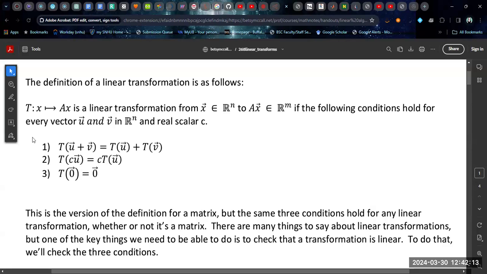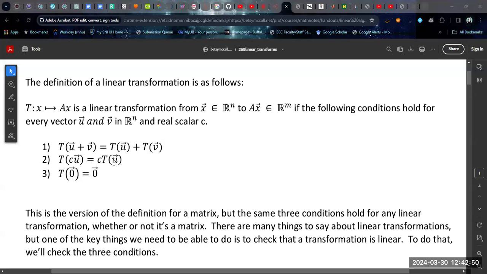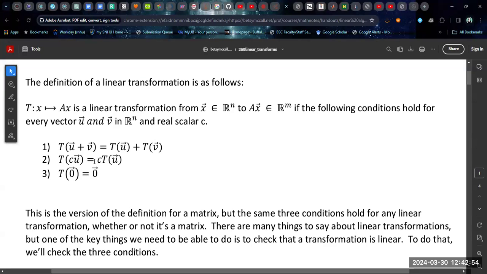If the following conditions hold for every vector u and v in Rn and a real scalar c. So these are the requirements. If I apply the transformation to the sum of u and v, then again, this is basically function notation, if I apply the transformation to u and the transformation to v separately, I have to get the same answer if I add them up. If I have a scalar and I apply that scalar to u and then I apply the transformation, I have to get the same answer as if I applied the transformation to u and then multiplied by the scalar. And I have to have that the transformation applied to 0 produces the 0 vector.